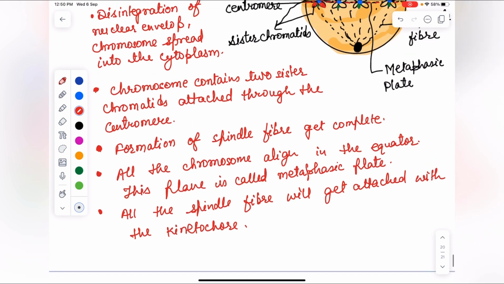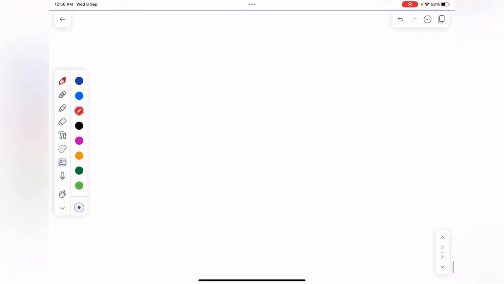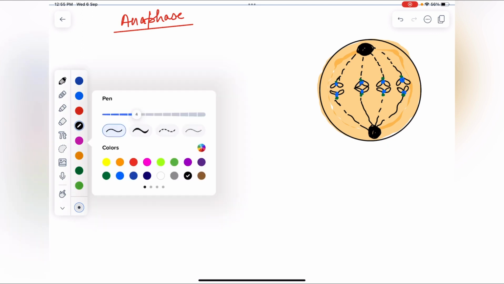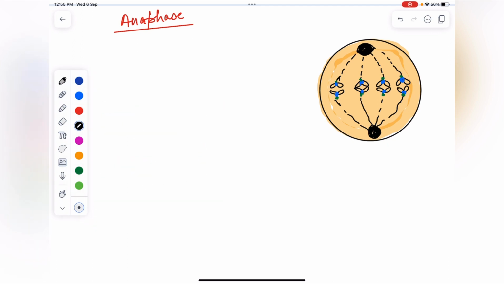So next is Anaphase. What happens in this phase? Chromatids move towards the pole. These chromatids will start moving towards the pole. How does it happen? By the shortening of the spindle fiber, it stretches towards the centromere.